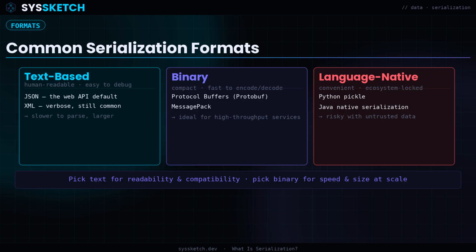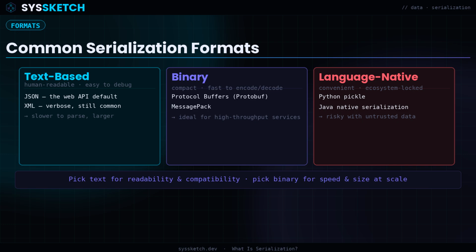On the other end, binary formats like Protocol Buffers, or Protobuf, and MessagePack trade readability for speed and size. They're compact, fast to encode and decode, and popular for high-throughput internal services talking to each other. Then there are language-specific formats like Python's pickle or Java's native serialization, which are convenient inside one ecosystem but risky and often unsafe the moment untrusted data or another language gets involved.